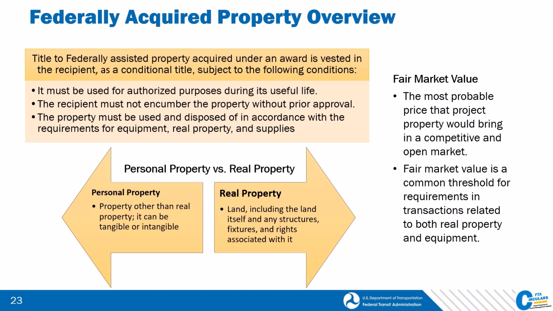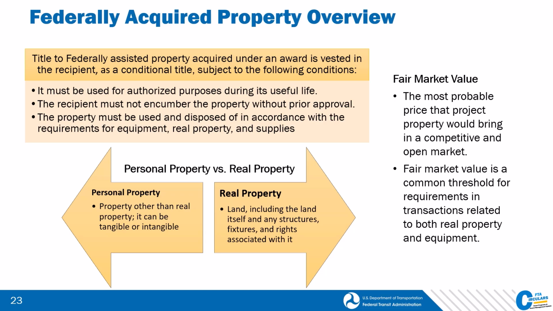Title. Title to federally assisted property acquired under an award is a conditional title the recipient holds. This conditional title requires that it be used for FTA authorized purposes during its useful life, that the recipient not encumber the property without prior approval, and that the property is used and disposed of in accordance with the requirements for equipment, real property, and supplies.